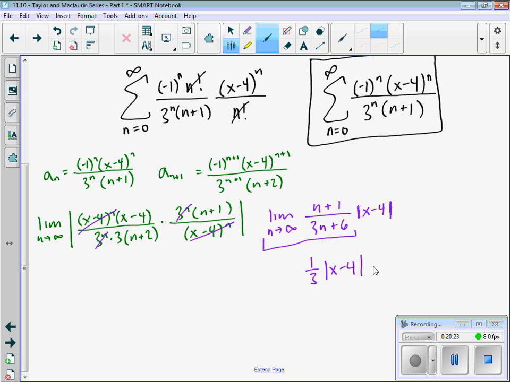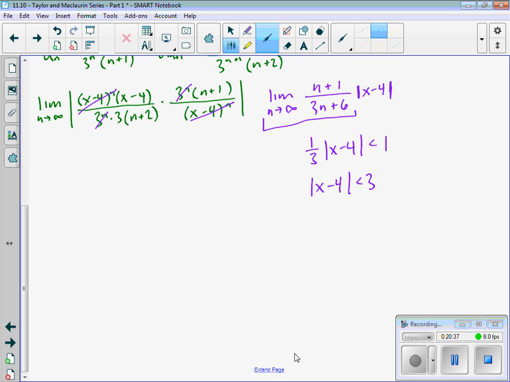And what does that have to be less than? 1. So I would multiply by 3 here first, and we get the absolute value of x minus 4 is less than 3. So my next step to find the radius is to do what? Put it between -3 and 3. And then add 4 to all of them, right? So if we add 4 here, we just get 1. Add 4 here, we just get x. Add 4 here, we get 7.